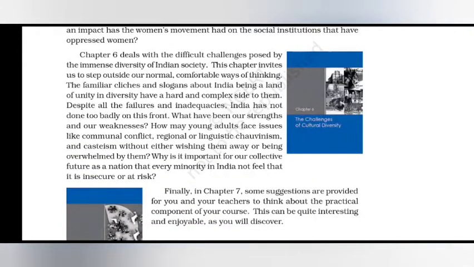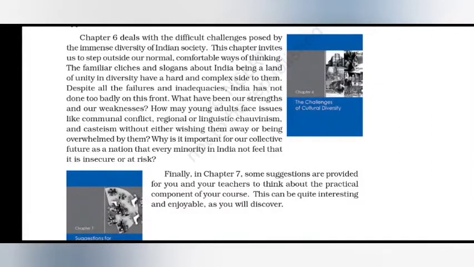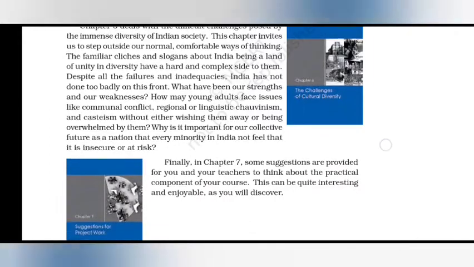Chapter 6 deals with the difficult challenges posed by the immense diversity of Indian society. This chapter invites us to step outside our normal, comfortable ways of thinking. The familiar clichés and slogans about India being a land of unity in diversity have a hard and complex side to them. Despite all the failures and inadequacies, India has not done too badly on this front.